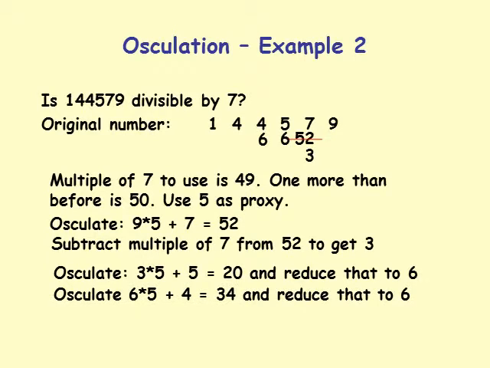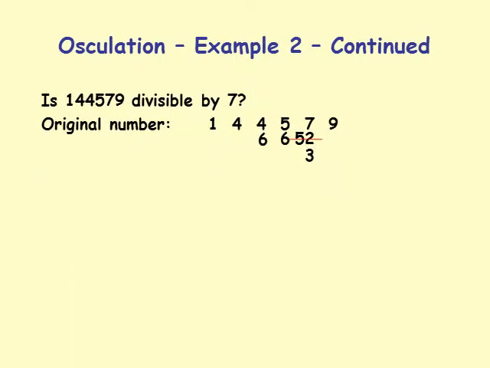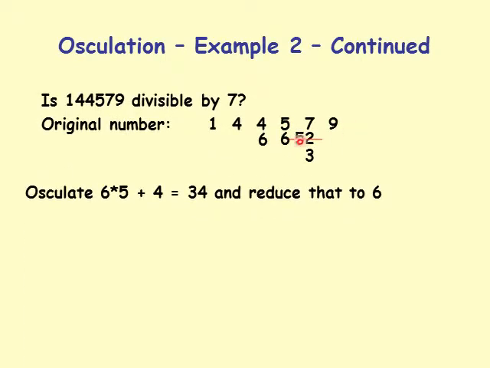Now osculate that again. We have 6 in the right column and 4 on the left. 6 times the proxy 5 plus 4 is 34, and we reduce that by 28 to get a 6. Now, so far we got two 6's here. Now we're going to osculate again. 6 times 5 plus 4 is 34. 5 is the proxy, 6 times 5 plus 4, the digit on the left, and we reduce that again to 6. So we got another 6 here.